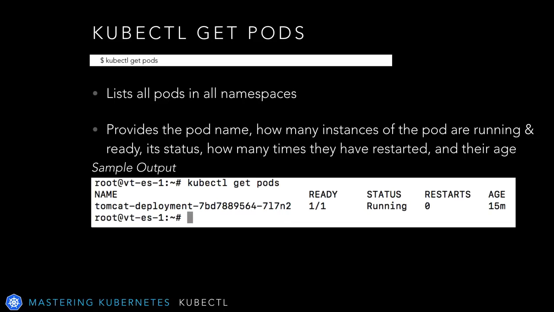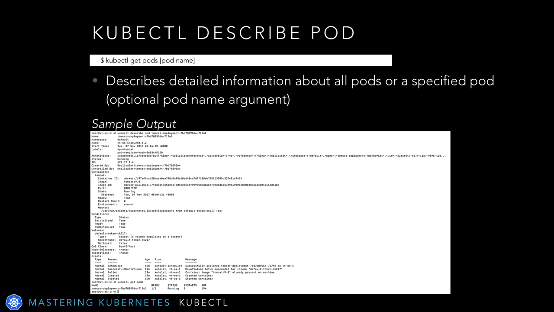If we'd like to get more detailed information on a pod or pods, we can use the kubectl describe pod command. If you don't provide this command a pod name, it will provide detailed information on every pod in the namespace in the cluster. If you provide it optionally the name of a pod, it'll only provide data on that specific pod.